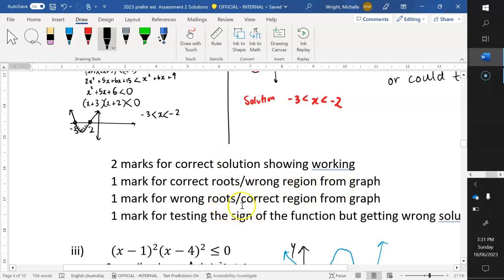1 mark for the wrong roots with the correct region. Again, not many people that did that wrong. I think if you did it, you got it right. And there was a couple of people that tested values and got it right as well. So those are the ways that you could have done that one.